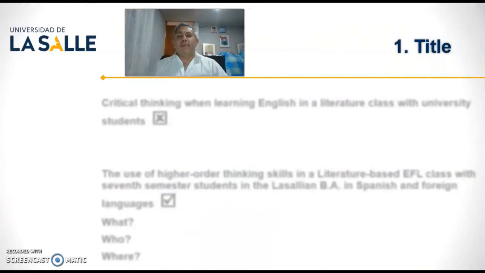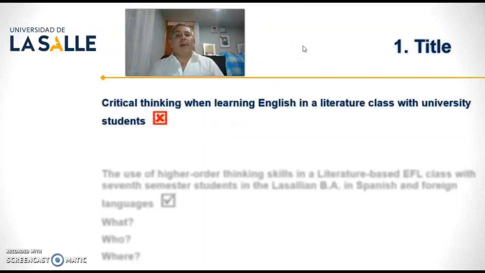Next, normally we have the title. And here, when we have the title, there are some titles that are okay and some that are not so okay. And that happens most of the time because of some situations that we are going to try to clarify. Okay, here we have one that is not so okay. Critical thinking when learning English in a literature class with university students.